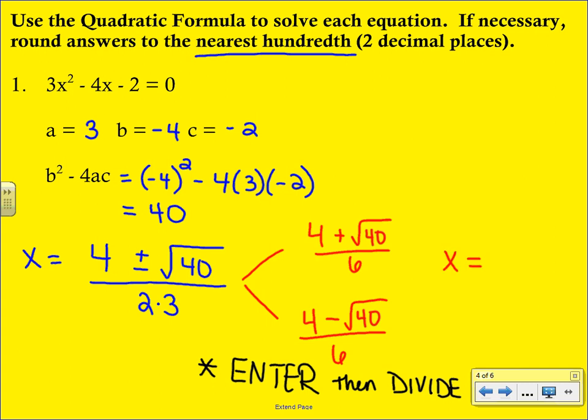So when you do this, for the top part of the answer, you get 1.72. And then for the bottom, for the second answer, you get negative 0.39. And I'd encourage you to press pause, use your calculator, and make sure that you can come up with these 2 values.